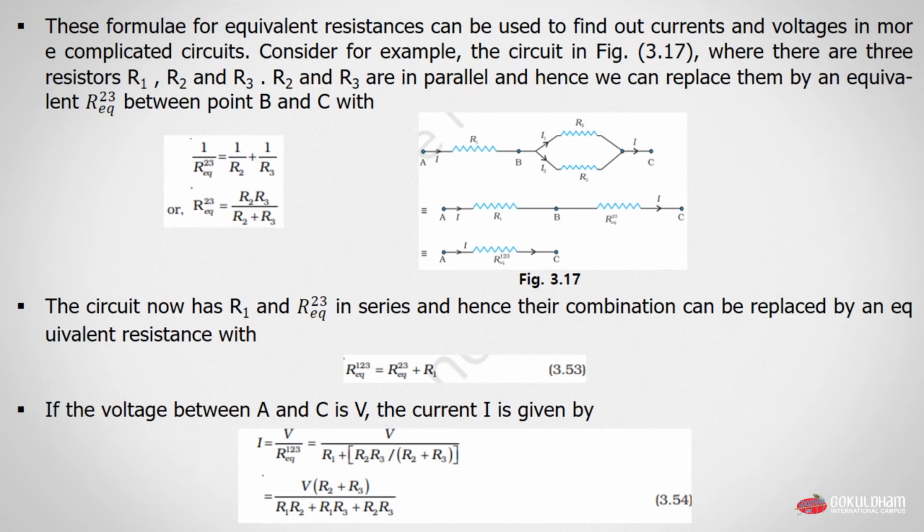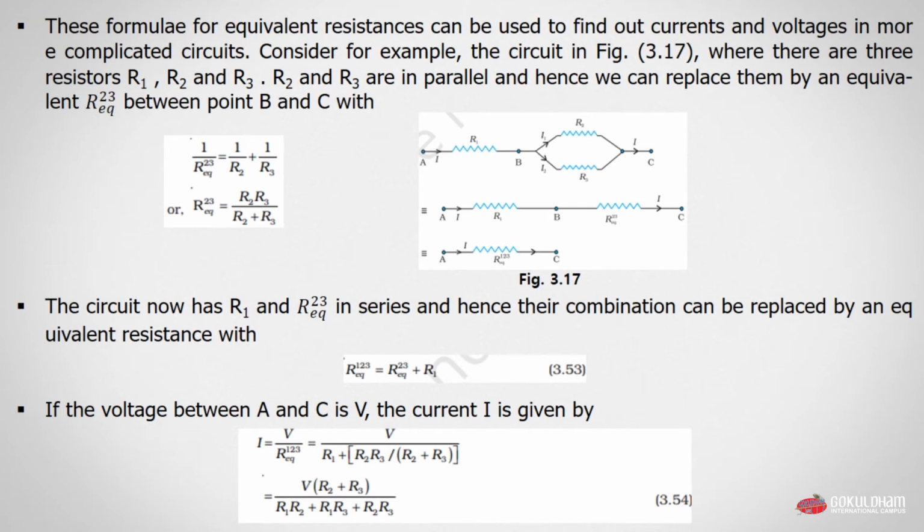And the circuit now has R1 and Req23 in series. Now as we have found the value of the equivalent resistance of our parallel circuit R2 and R3, R1 is connected in series with this, so we can say we have R1 and Req23 in series, and hence their combination can be replaced by the equivalent resistance Req123 equals Req23 plus R1.